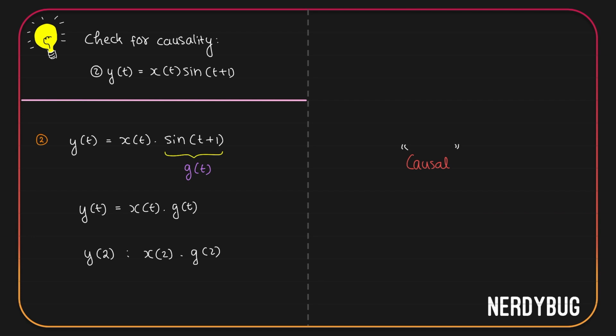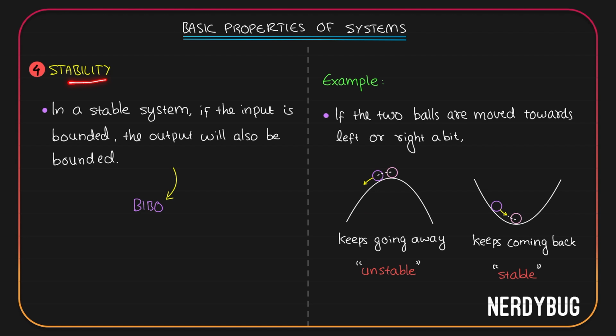And not only just causal, you can see that this only depends on the values of inputs at the exact same time, not previous values. That is, the system that is defined by this particular equation is also memoryless. The next property is stability.